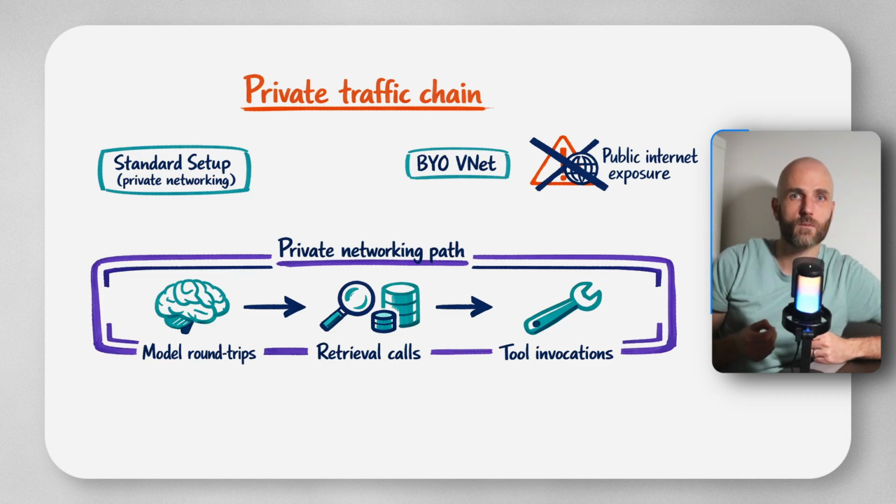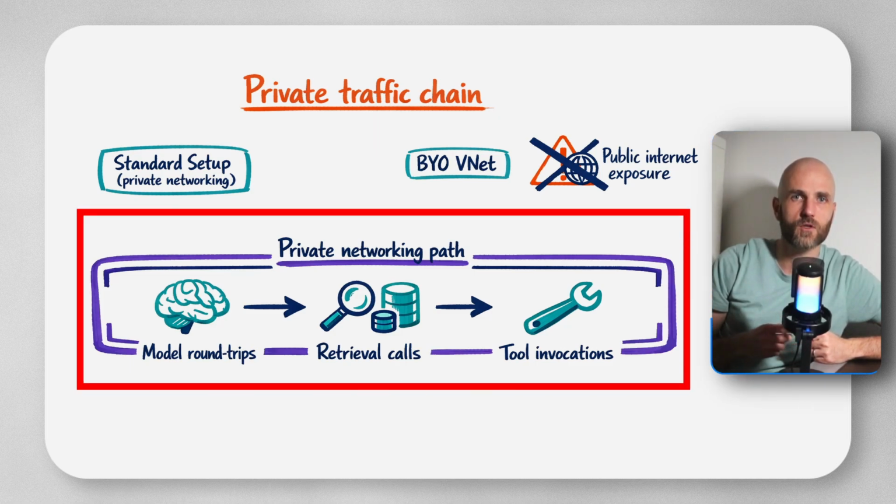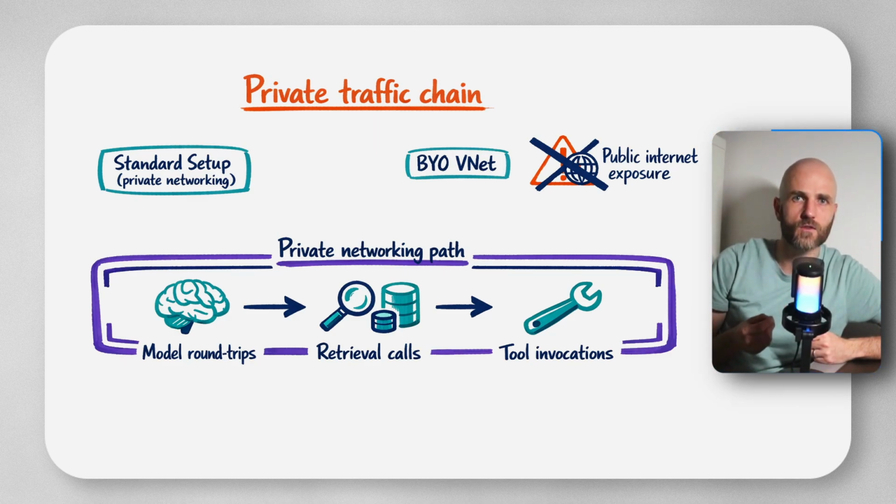With the standard setup using private networking and bring your own VNet, I can keep the chain on a private networking path end-to-end when I set it up that way. So it's not only the inference call that can stay private. For tools that sit in my network or support private connectivity, those hops can stay private too, and that's the part people miss. Now networking is only half the story. The other half is identity. When an agent calls a tool, who is it exactly?